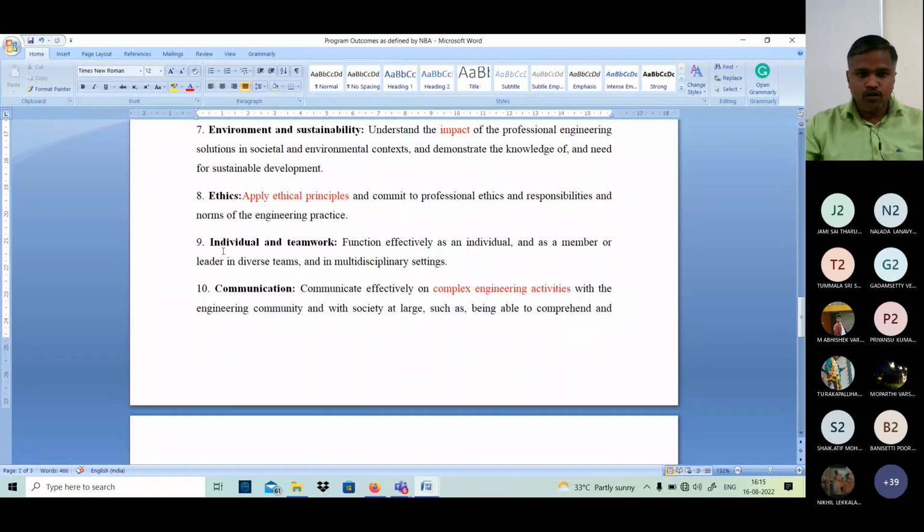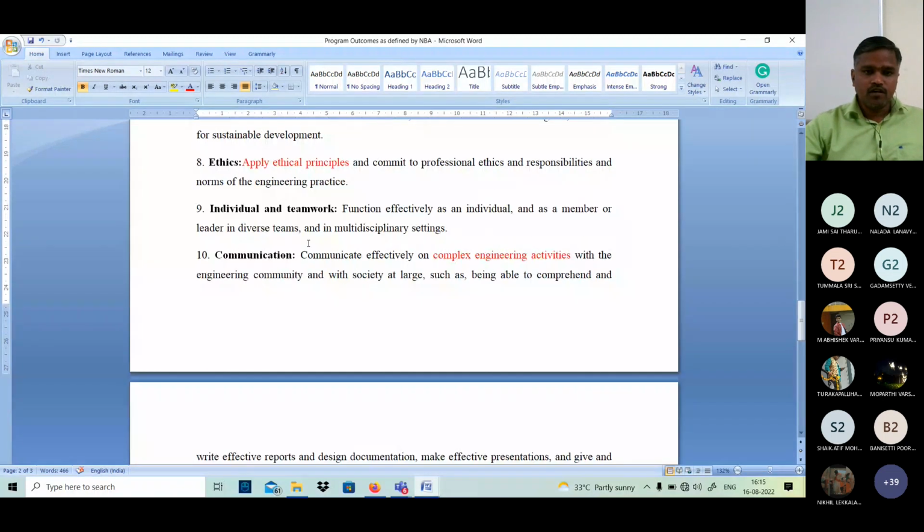So the ninth program outcome: individual and teamwork. To develop the solution or algorithm, that may be individual or teamwork. For example, when you are doing the project, you may combine with your friends, electronics students or electrical students. That is the thing, multidisciplinary settings. So you may form a team with other BTech students.